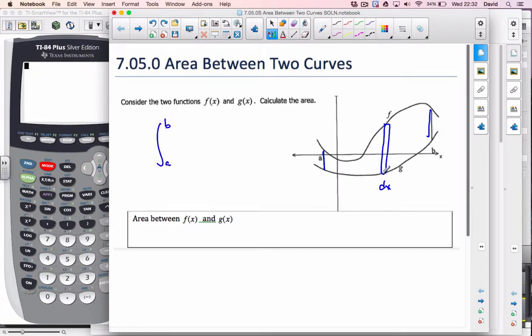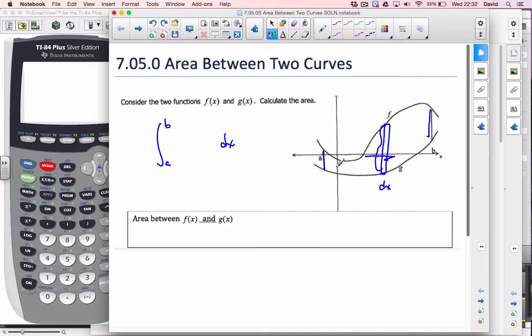And my base is dx. My height, though, is this distance here. And this distance, it messes people up a little bit because I know this area here is negative, that's positive. But I'm not doing that. I'm looking for the area between two functions now.